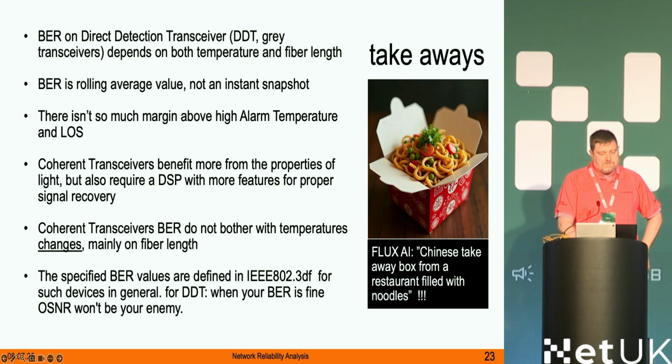And coherent do not depend so much on temperature, because we have more parameters and a better control circuit. And whatever is specified, you could look at the Ethernet IEEE spec, but it's really a generous value. But look at the bit error rate. That is what matters most, because with OSNR between 20 and 30, you're fine. It doesn't matter which exact value it goes to. If the bit error rate is low, you're fine.